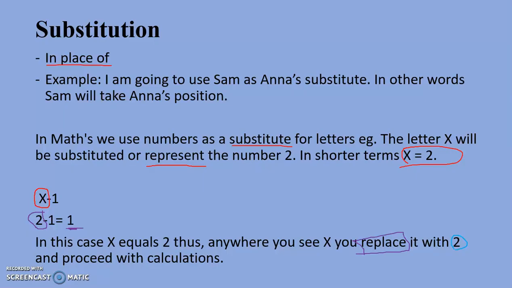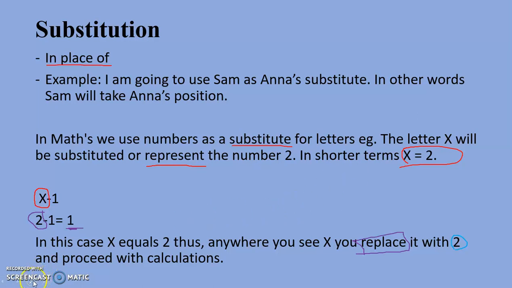Let us continue. Now, as I stated before, we're going to look at substitution. And substitution basically means in place of. Example, I am going to use Sam as Anna's substitute. In other words, Sam will take Anna's position. In maths, we use numbers as a substitute for letters. Example, the letter X will be substituted or represented by the number 2. In shorter terms, X equals 2.